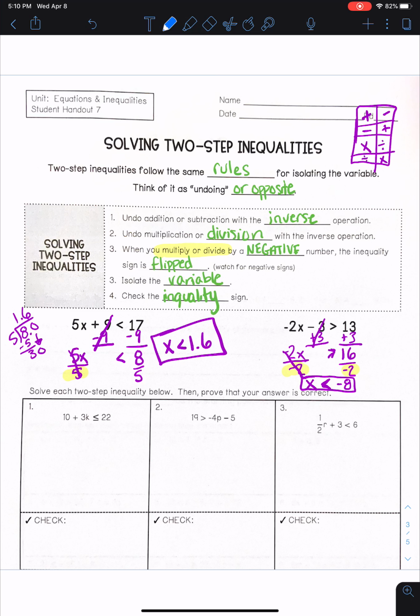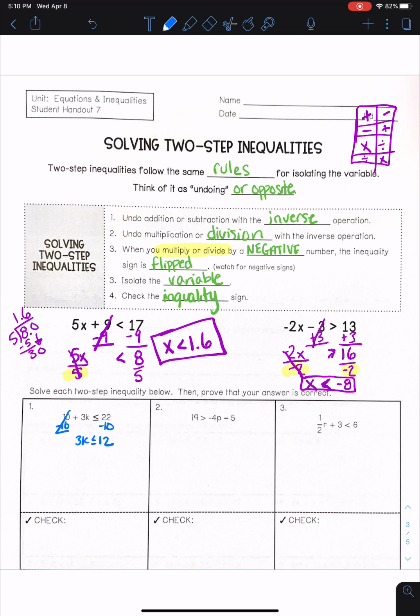10 plus 3k is less than or equal to 22. So I'm going to leave my variable alone, which is the k. Opposite of plus 10, I'm going to subtract 10. I'm left with 3k is less than or equal to 12.